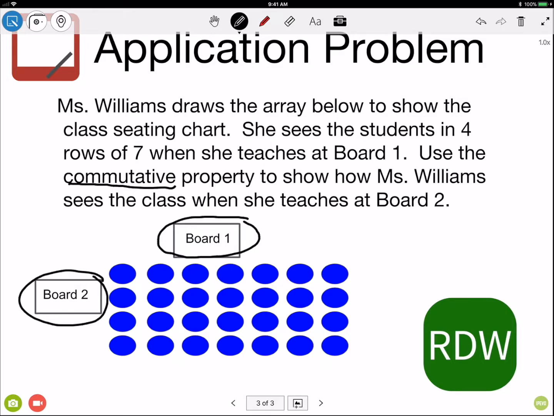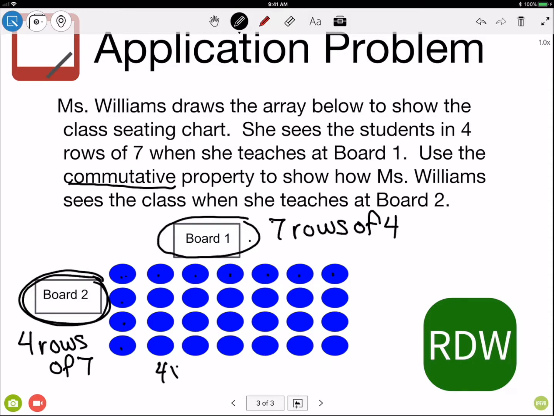Read the problem again, and then when you are prompted, put your answer in. Okay, so let's talk about it. When she's at board 1, she sees 1, 2, 3, 4, 5, 6, 7. She sees 7 rows of 4. And when she's at board 2, she looks at 1, 2, 3, 4 rows of 7. So it would be 4 times 7 or 7 times 4 using that commutative property, which we did yesterday.